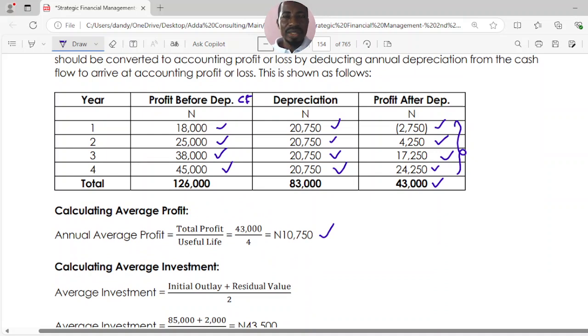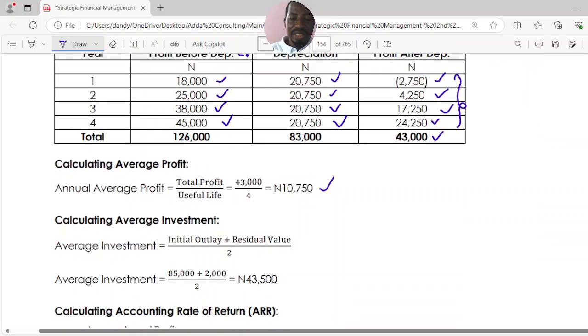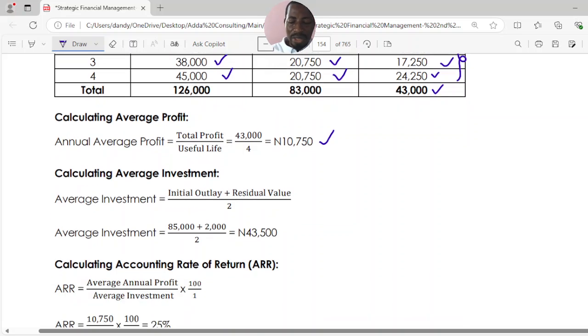So the next thing I need to do now is to calculate average investment, and the average investment is initial outlay plus the scrap value divided by 2. The initial outlay of the project is 85,000 naira. Scrap value of the project is 2,000. 85,000 plus 2,000, that is 87,000. 87,000 divided by 2, that's what produced the 43,500.